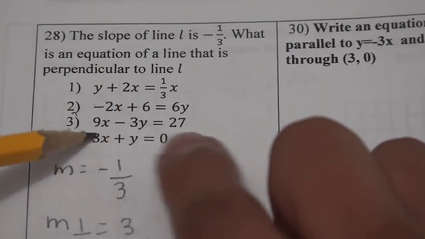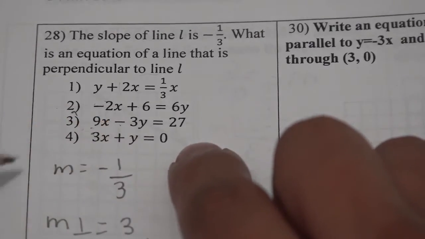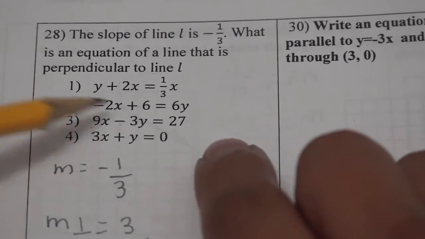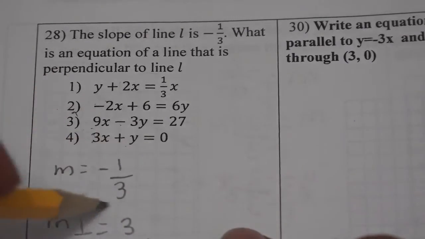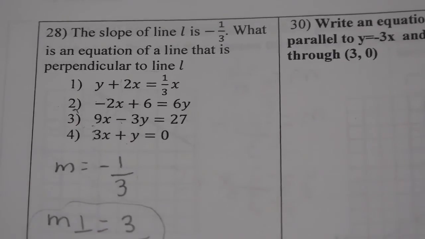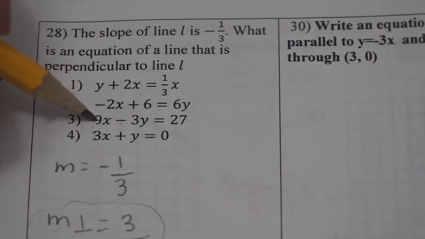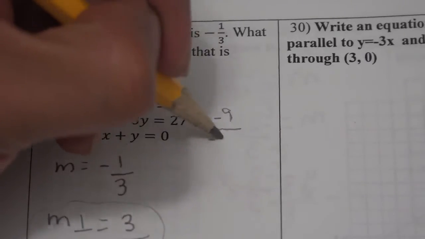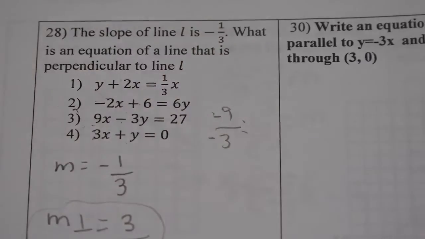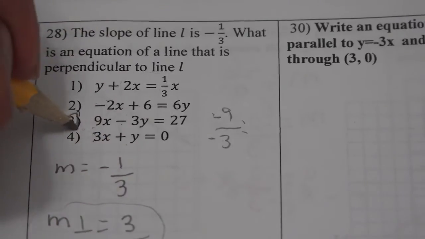Here, what is the slope? Negative 9 over negative 3. And here, what is the slope? Negative 3 over 1. Remember what you need. You need a perpendicular slope. So this is negative 9 over negative 3. Negative divided by negative is positive. 9 divided by 3 is 3. So, oh, oops. Okay, so you found it.